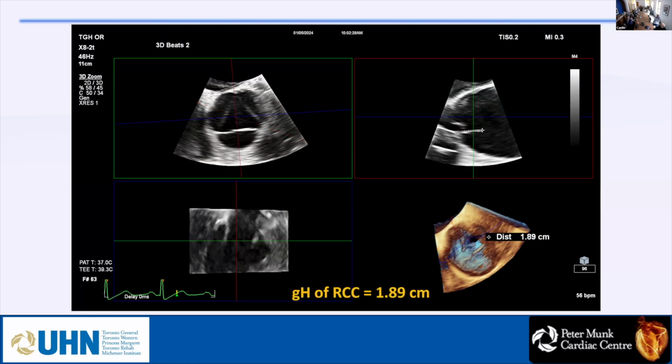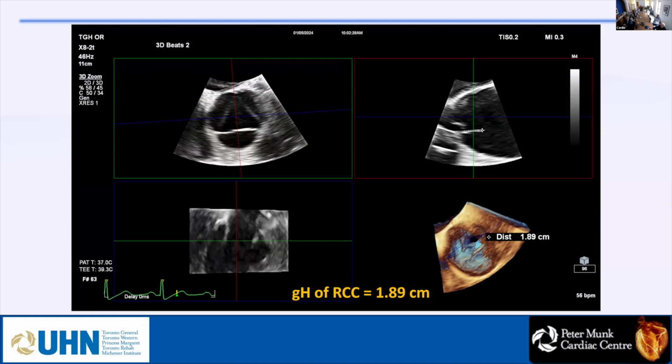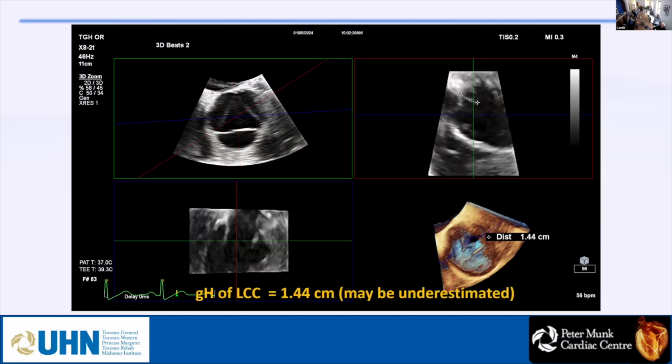Sorry, let me go back. So I'm at the middle of the non-coronary cusp, and I measure 2.04 here. Okay. Then I put it at the middle of the right cusp. Again, middle and perpendicular. And the right became 1.89. Then I put it at the middle of the left. I expect left to be smaller. Left is always smaller, but left has a problem.